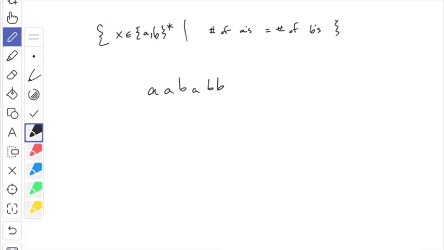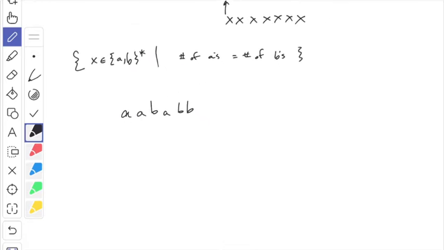The first language that we did was all strings with x equal x to the r, x equals the reverse of x. I'm trying to answer Ryan's question in the chat. The first example we did was all strings where x is equal to its own reverse. This example is different. Strings where the number of A's equals the number of B's.